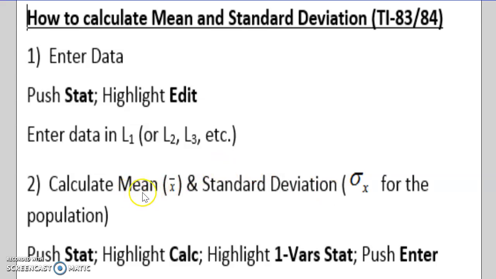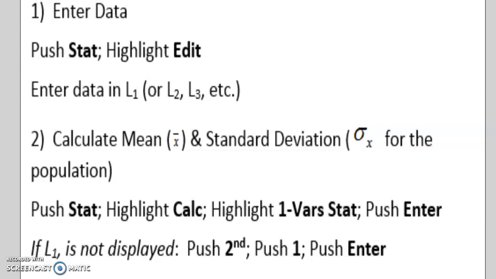Okay, but notice you're going to get a lot of data. Make sure you're looking at the proper notation. So the one that has an X bar above it, that is your mean or your average. Okay, and this one is called lowercase sigma, and this will give you the standard deviation for the population. And then just a quick little shortcut, if your L1 is not displayed, then push second, push the 1, and enter, and L1 will reappear.